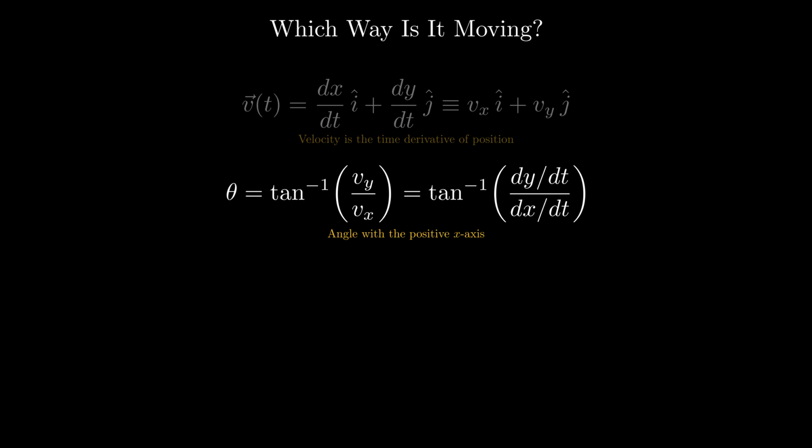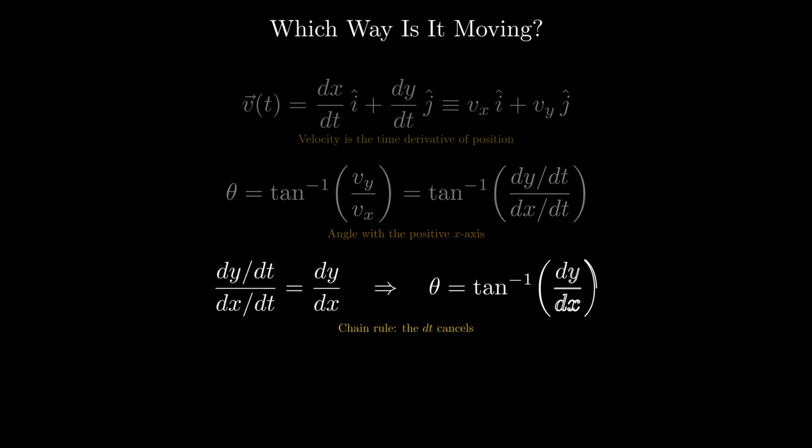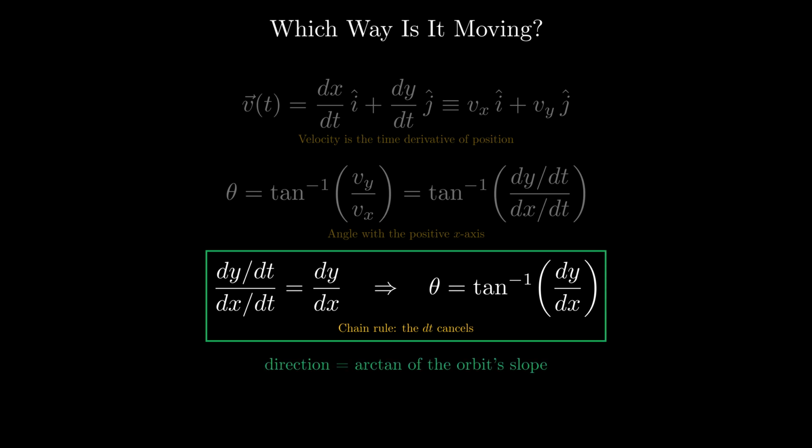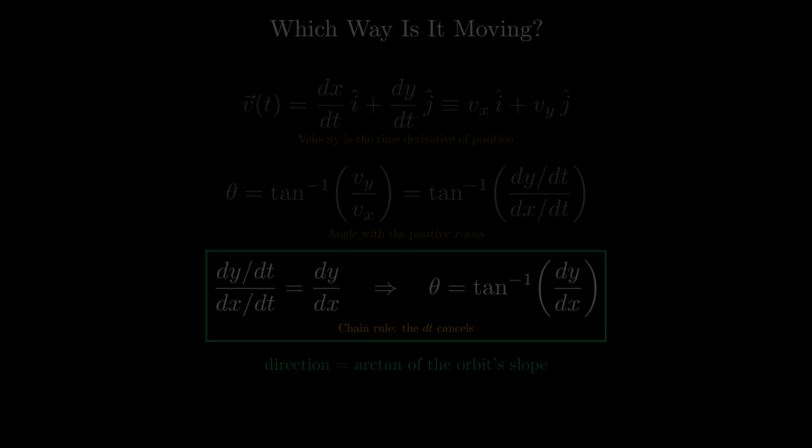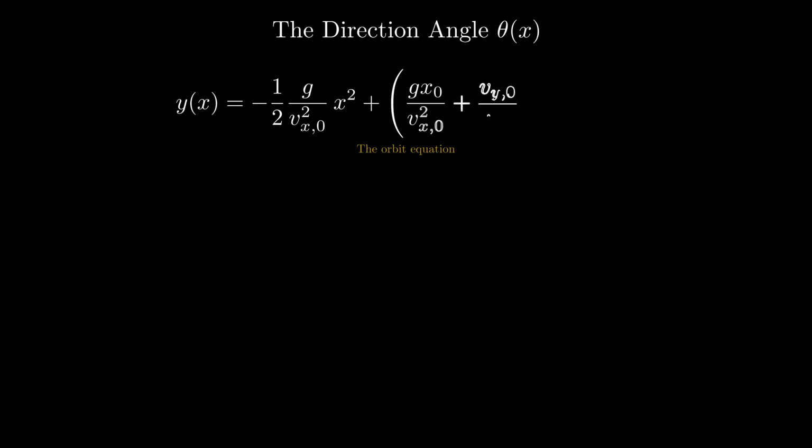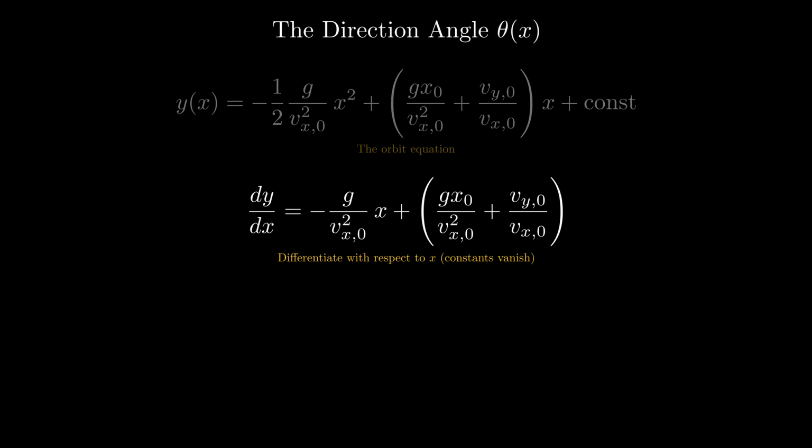But here is the key cancellation. That ratio of derivatives, by the chain rule, is exactly dy/dx, the slope of the orbit itself. So the direction of motion is just the inverse tangent of the orbit's slope. And we already have the orbit, so we can take its slope directly. Differentiate the orbit equation with respect to x.